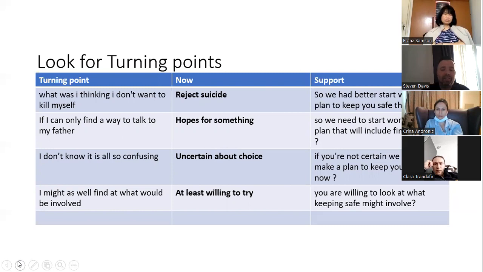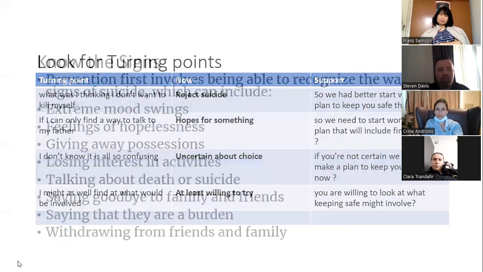Or finally, at least you're willing to try. And again, that's about them keeping themselves safe. So you're willing to try and keep yourself safe. So as we're talking to somebody, we're just looking for those protective characteristics. We're looking for something to think, actually, you're not going to do this.